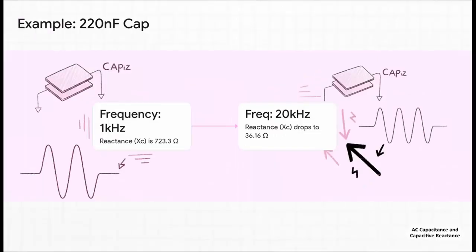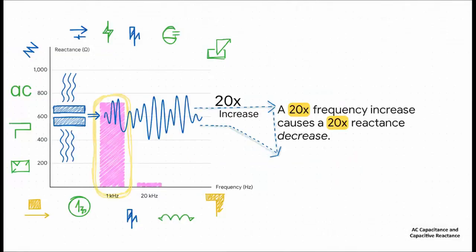Let's make this real. Let's take a common 220 nanofarad capacitor. If we send a 1 kilohertz signal through it, the math tells us it has a reactance of about 723 ohms. Okay, but now let's crank that frequency up by 20 times to 20 kilohertz. Look what happens. The reactance just plummets all the way down to about 36 ohms. And you can really see that massive drop right here. We increased the frequency by a factor of 20, and the opposition decreased by a factor of 20. The capacitor basically becomes more and more transparent to the current as the frequency gets higher and higher.